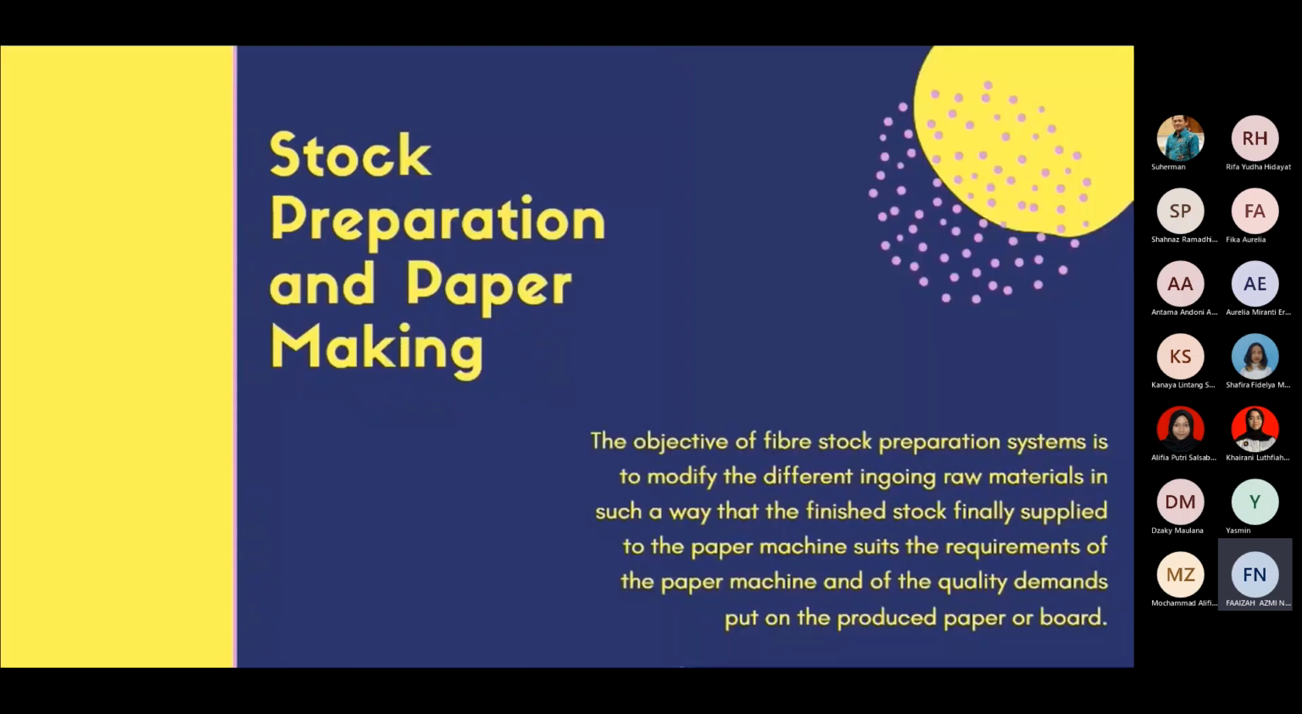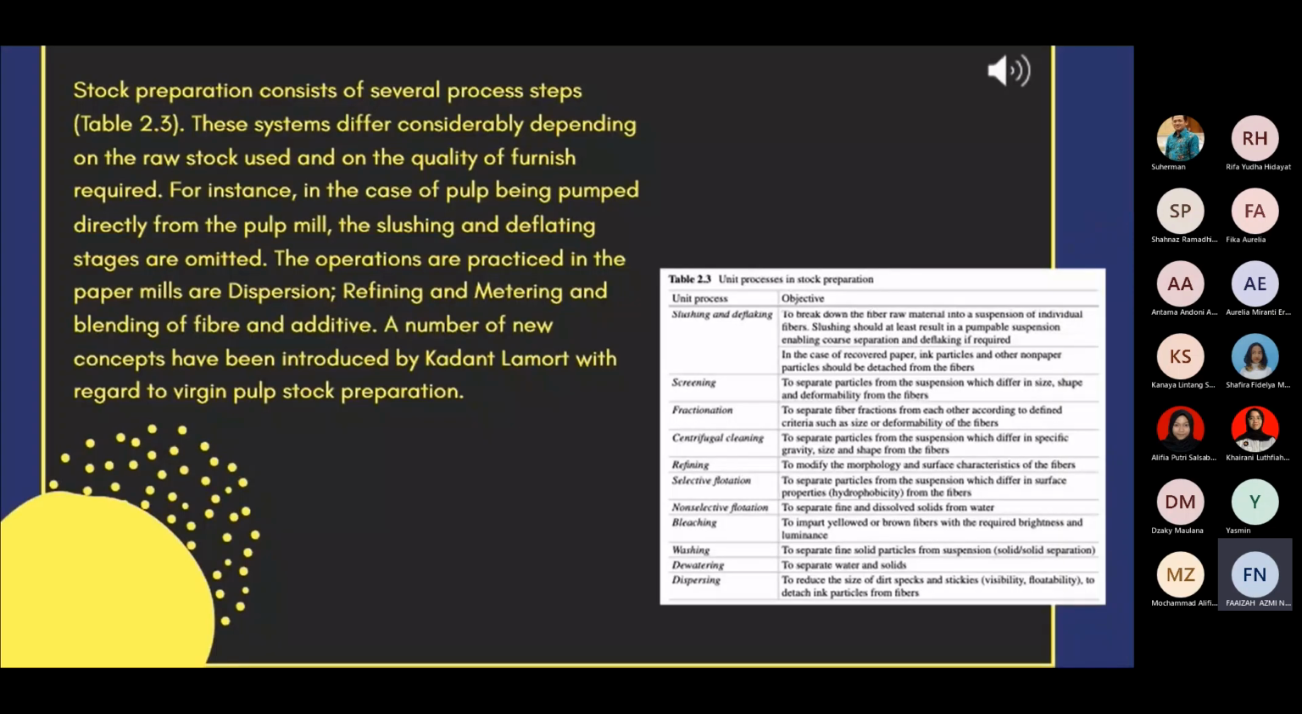Stock preparation and papermaking. The objective of a fiber stock preparation system is to modify the different ingoing raw materials in such a way that the finished stock finally supplied to the paper machine suits the requirements of the paper machine and of the quality demands put on the produced paper or board. Stock preparation consists of several process steps.